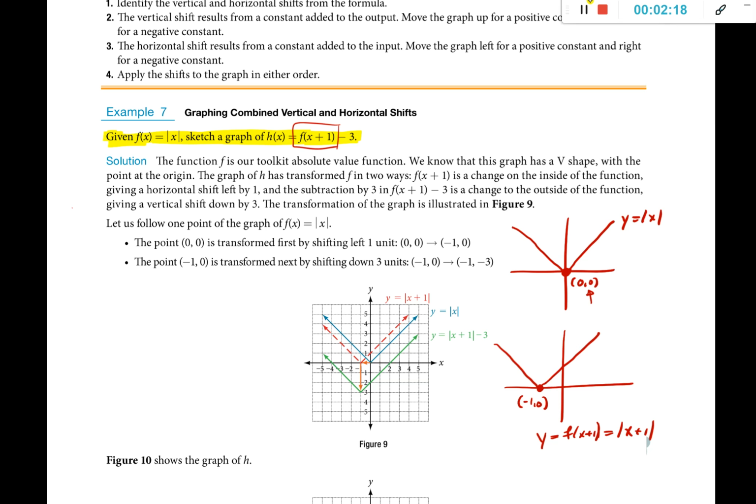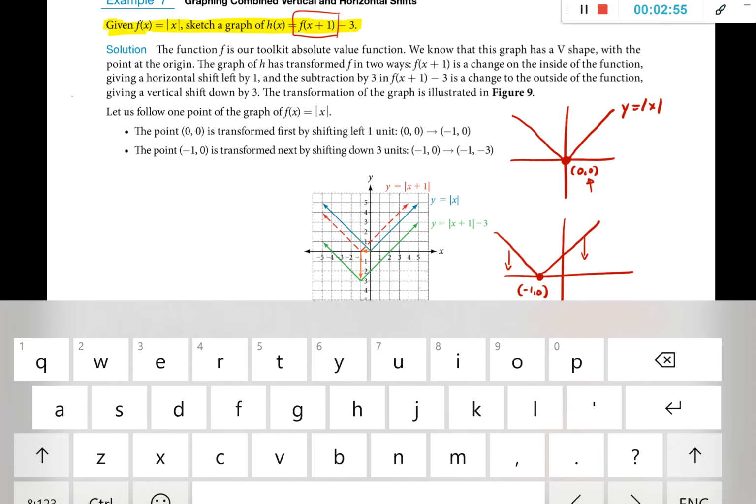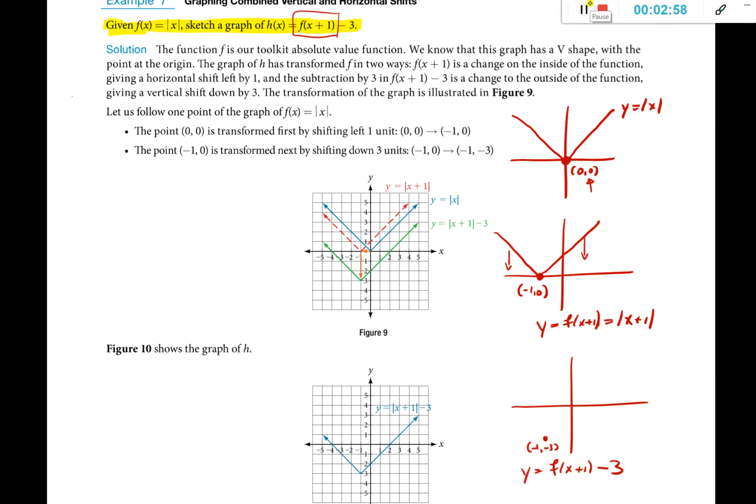And then, if we look at f of x plus 1 to which we subtract 3. Now subtracting 3 will decrease the value of every y coordinate on my curve. So that means everything here gets shifted down by 3. So this minus 1, 0 will be sent down to minus 1, minus 3, and then I'll have something that looks like this.